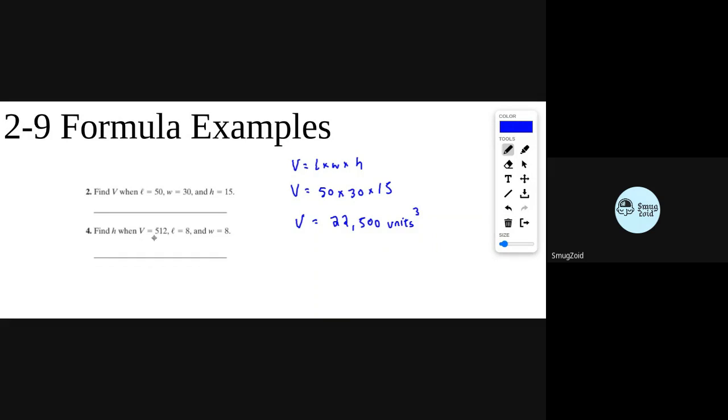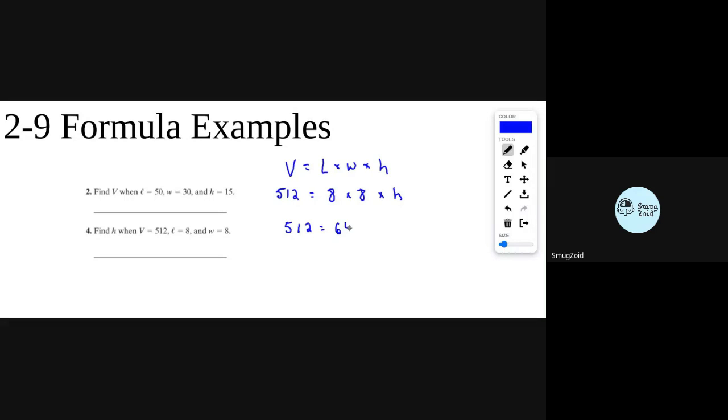They give you the volume, and you're missing a letter. This is where it gets a little more challenging, right? So once again, I write the formula. Volume equals length times width times height. They say my volume is 512. I put 512 here. I know my length is 8. My W is equal to 8. But I do not know my height. Okay? So in this way, I just multiply these 2 together. I get 512 is equal to 64H.